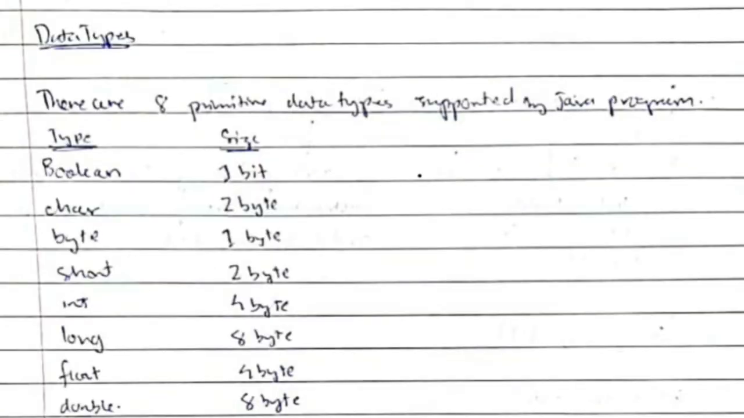Okay, coming to data types. Sometimes we need to store numbers, sometimes decimal values, sometimes alphabets. So we need different types of data types. There are a total of 8 primitive data types. Let's discuss them one by one with examples.